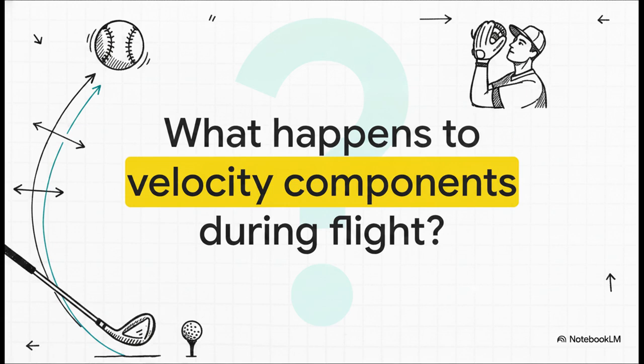During its flight, ignoring air resistance, of course, what happens to its horizontal and vertical components of velocity? Are they constant? Do they change? Go ahead and pause the explainer again right now, think back to our golf ball example, and answer the question.